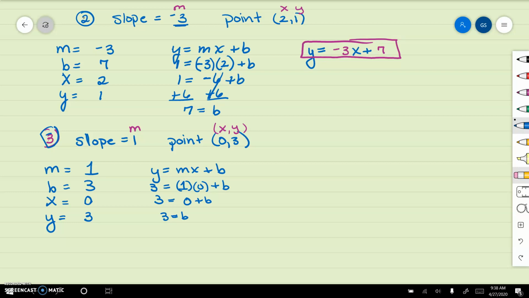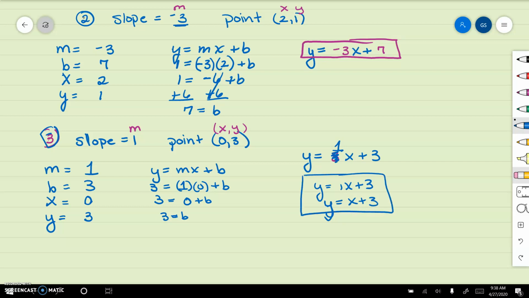So that means the equation of our line is going to be written as y equals the slope, which is... I wrote that wrong. Sorry. M is 1. X plus 3. Sorry about that. So y equals 1x plus 3. You might see it written as y equals x plus 3. Either one is fine. Okay, those are the 3 I did with you.